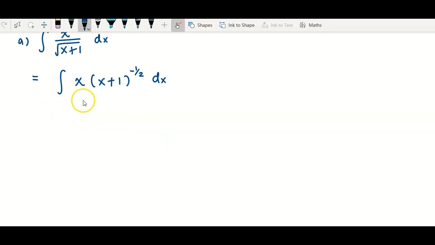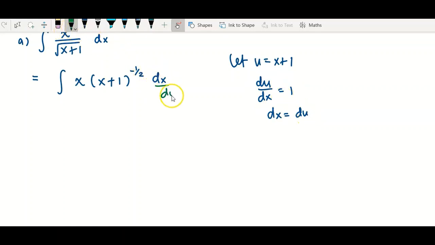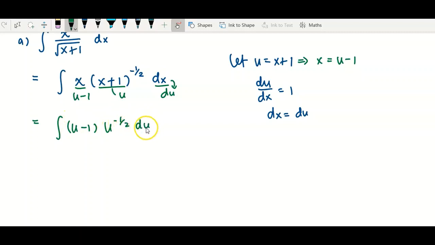Alright, we let u equals x plus 1. Get your du dx, that will be equal to 1, meaning that later on, my dx here is going to be replaced by du. Alright, and this is going to be replaced by u. And how about the x here? The x here, I'm going to rewrite as x equals u minus 1, meaning that this will be replaced by u minus 1. So everything will become like this. u minus 1 multiplied by u power of negative 1 over 2 du.